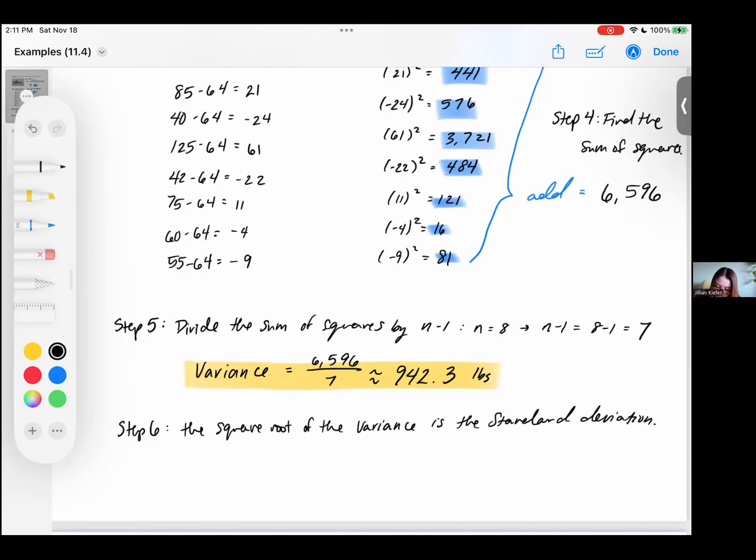So our value for our variance was 942.3. So the square root should be about 30.7 pounds. And that is our standard deviation.